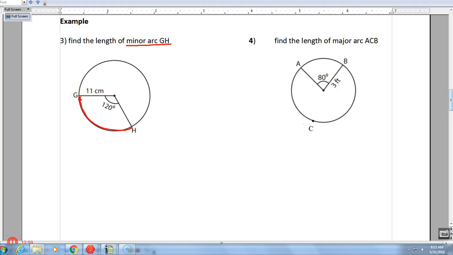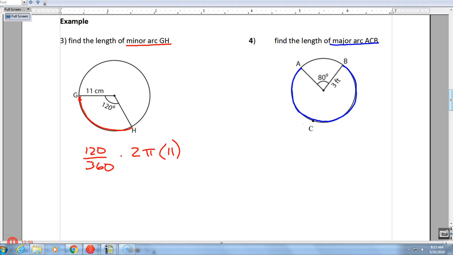But then you got to be careful. This one says find the major arc. So this one I need to find this length, which is almost the whole circumference. So the only thing you got to kind of watch on something like that is your setup. Over here, the red problem, it would be 120 out of 360 times 2 pi r. You can jam that in your calculator and get an answer.